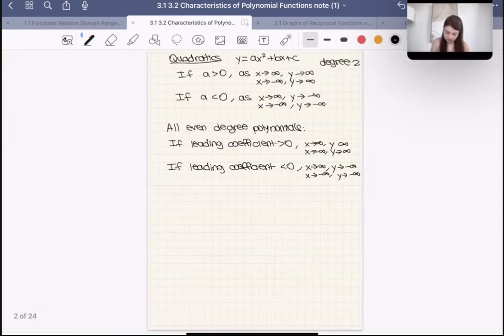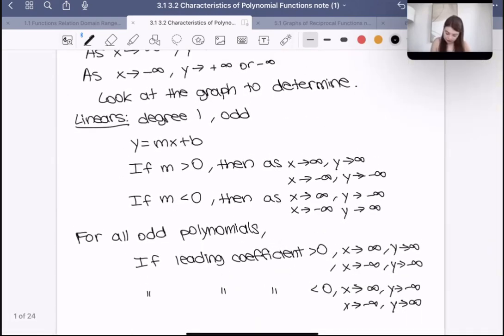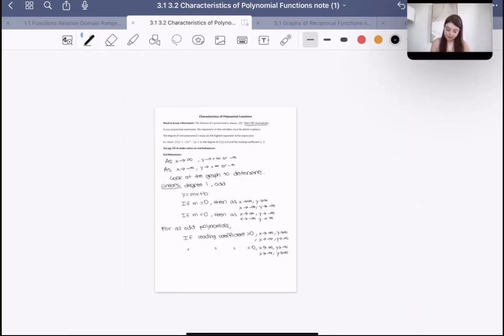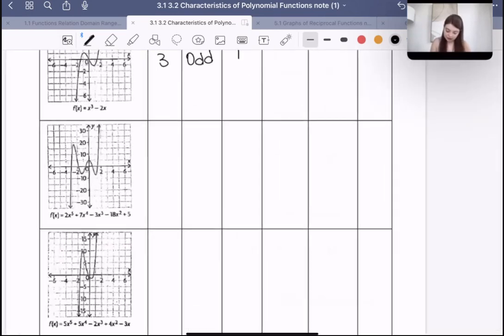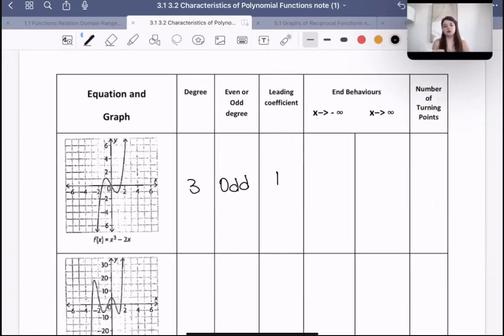If we go over here, for any odd degree functions with a positive leading coefficient, as x approaches infinity, y also approaches infinity, and as x approaches negative infinity, so does y. That also lines up with the line, right? The linear function. So let's say we forgot which way around it was. Think about how the line works, and that's how this is going to work as well.